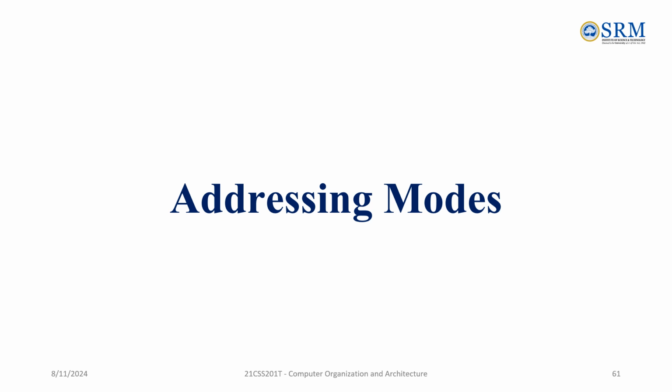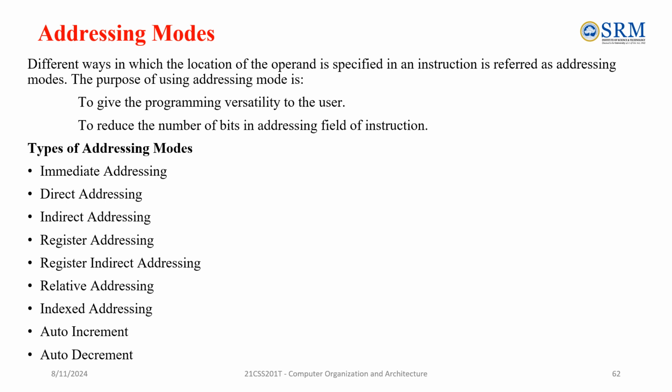Next, we'll get into the addressing modes. So basically, there are nine addressing modes: immediate addressing, direct addressing, indirect addressing, register addressing, register indirect addressing, relative addressing, index addressing, auto increment, and auto decrement. The different ways in which the location of an operand can be addressed or specified in the instruction are called addressing modes. We'll see all these addressing modes in detail.